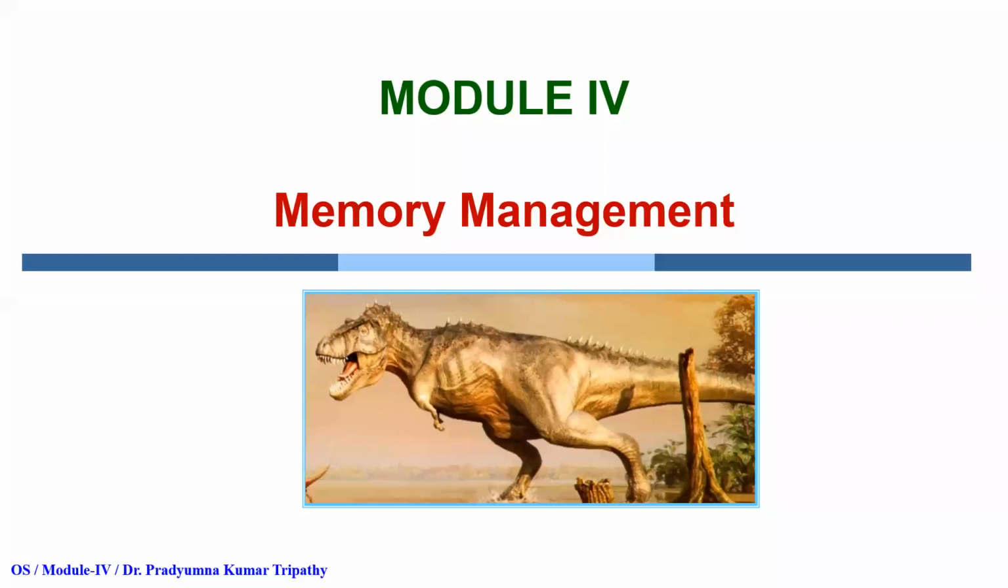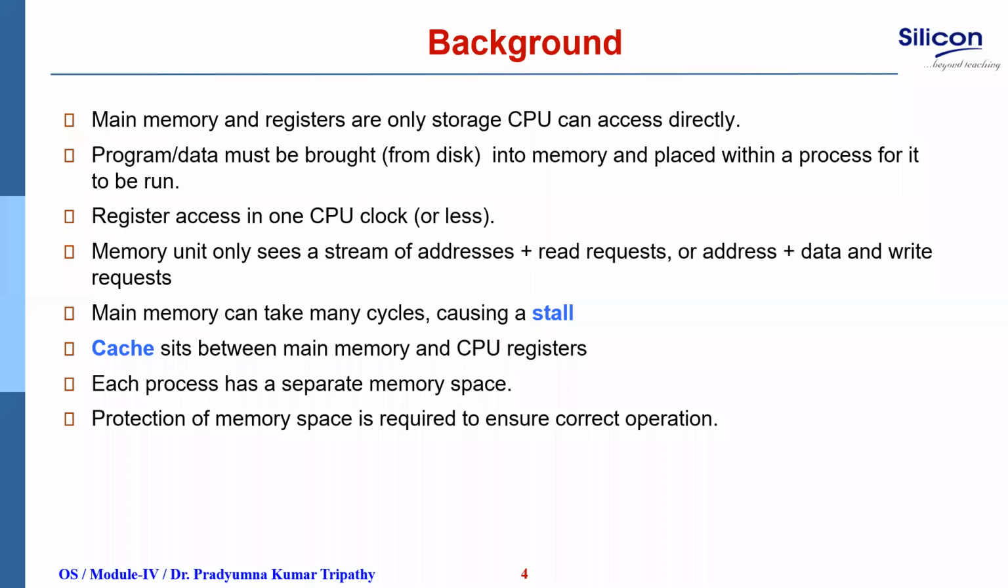So today's topic of discussion is memory management. As you know, in your computer system, besides the processes which are being executed by the processor, the next important thing is the memory. Why is it there? Because every instruction that is going to be executed has to be stored in memory before getting executed, right? So main memory and registers are the only storage that the CPU can access directly.